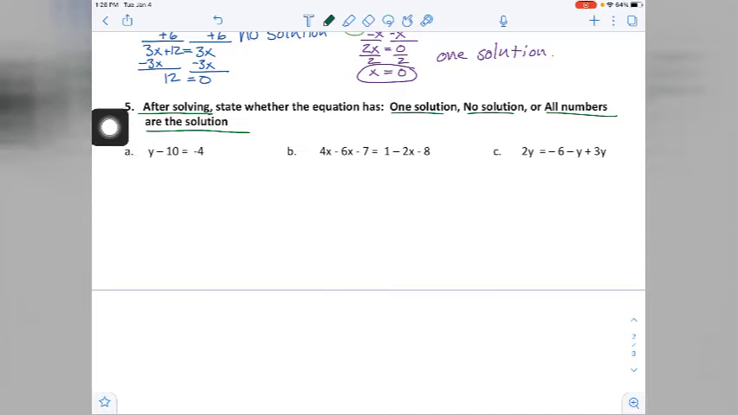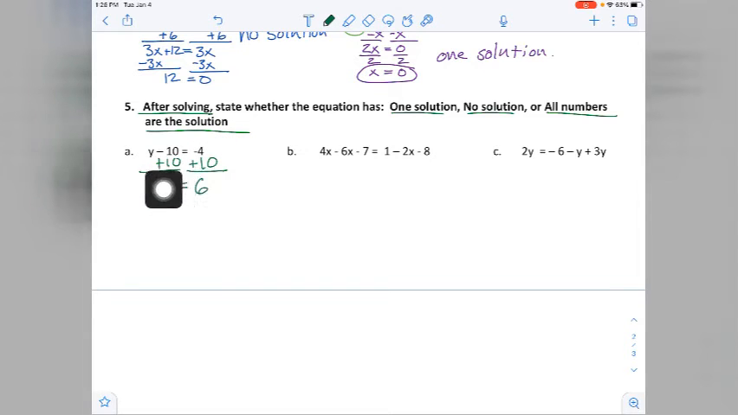So for this first one, if I solve this, I have y, I want to get it by itself, so I have to get rid of this pesky 10. So I'm going to add 10 to get rid of it, and then add 10 to the other side, and I would get y equals -4 plus 10 is 6. Some people thought this was -14.